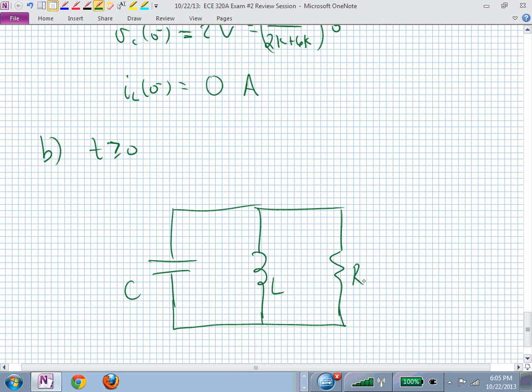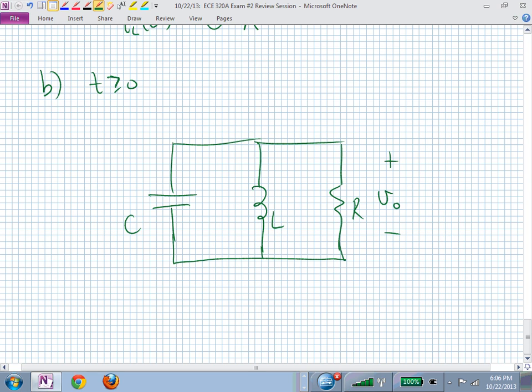This looks very comforting because this is a parallel RLC circuit. How many energy storage devices are there? Two. So you would expect what kind of an order for your circuit or your equation? Second order. And now we know that we want to write that in terms of, let's say, voltage V naught. And what's going to drive that voltage? Our initial conditions. There's no source on this circuit after t equals 0.